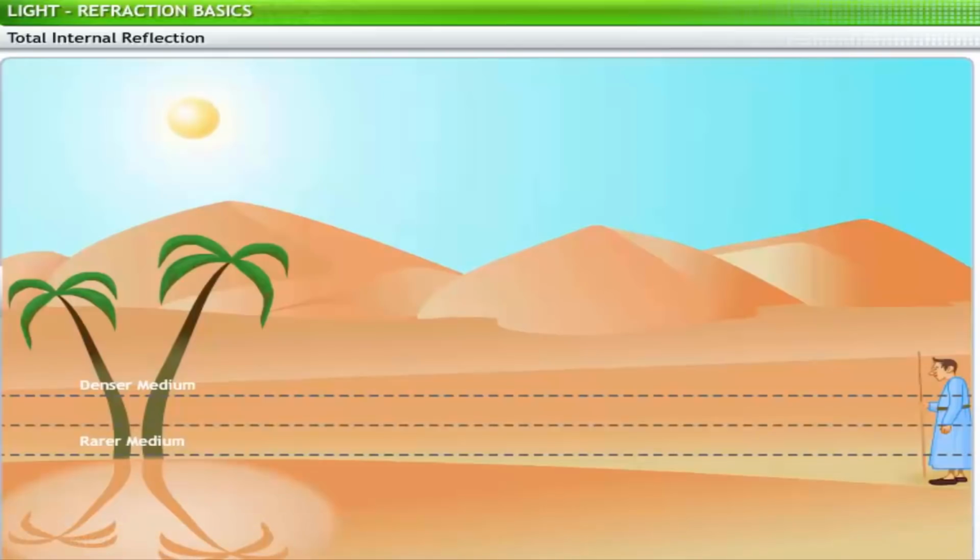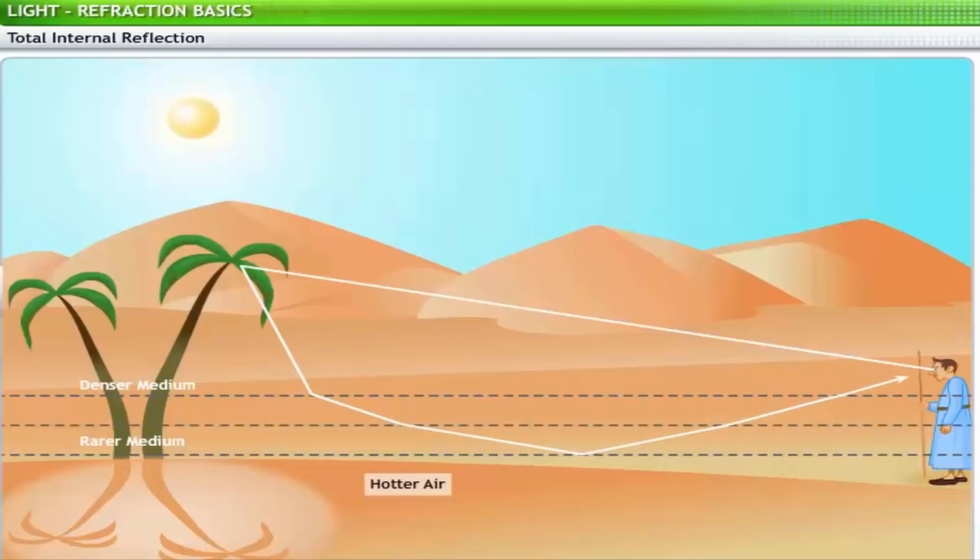When the sun is high in the sky, the sand gets hot before the layers of air above it. Light rays from trees travel from an optically denser air layer to a rarer layer, and hence bend away from the normal. This bending continues till a stage is reached where the angle of incidence becomes greater than the critical angle, and total internal reflection takes place. The totally reflected rays that reach the eyes appear to come from a point on the ground, where the image of the tree is formed. Thus, we see inverted images of trees even though there is no water around.